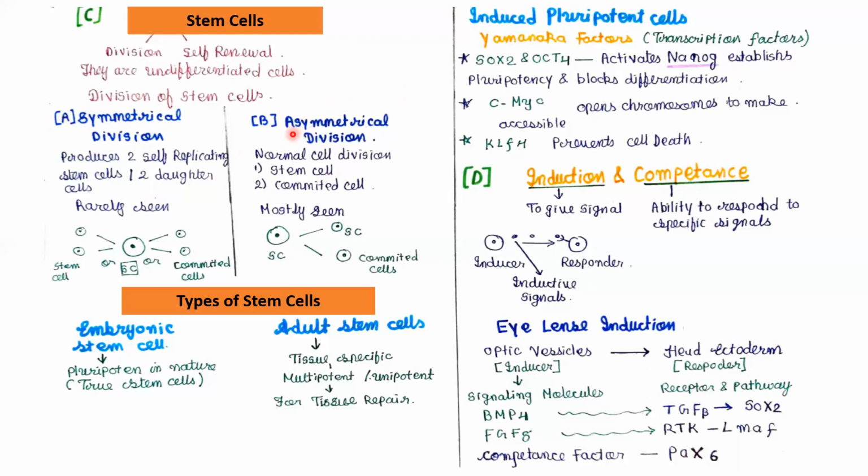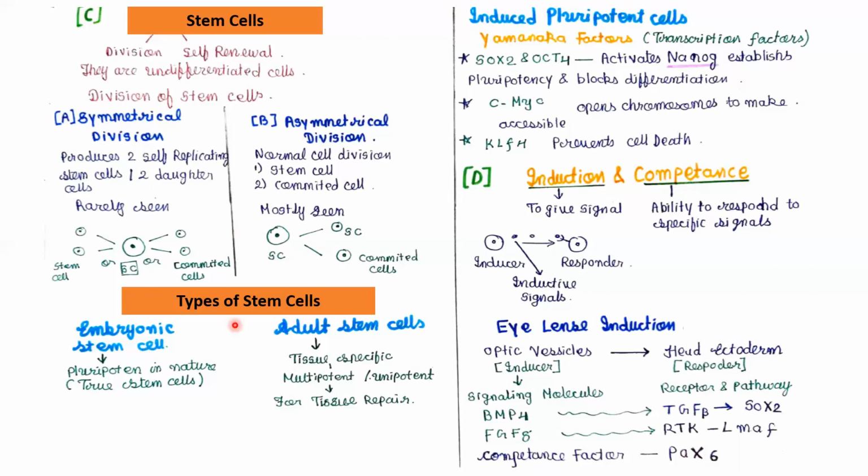The second division is called asymmetrical division. This is the normal cell division of any stem cell at normal conditions, and it is mostly seen. This is also called single cell stem cell asymmetry, and in this case, one stem cell is formed and a second committed cell is formed, as seen in the figure. And this stabilizes the stem cell population itself. All right. So these are the two divisions of stem cells.